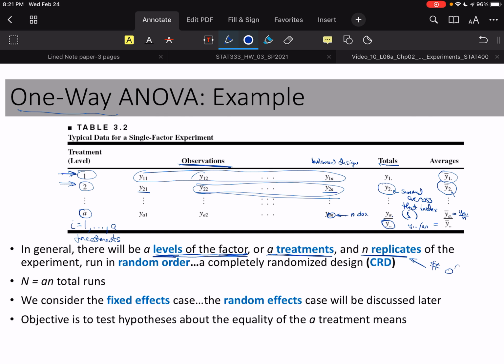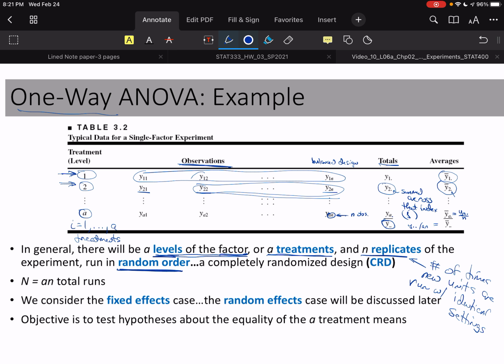Number of times new units, experimental units, are run with identical settings. Okay, so it's a repeat of the same trial over and over again. That's a replicate. They have to be run in random order.